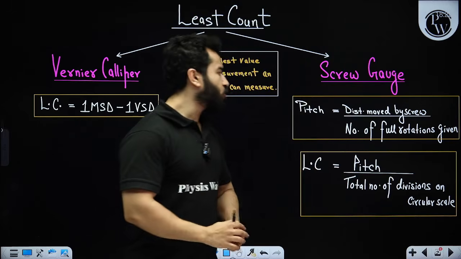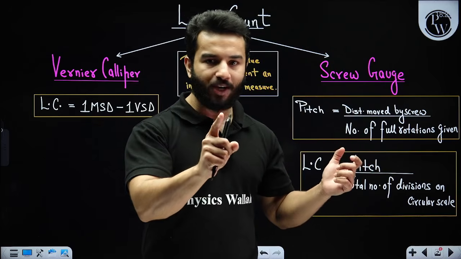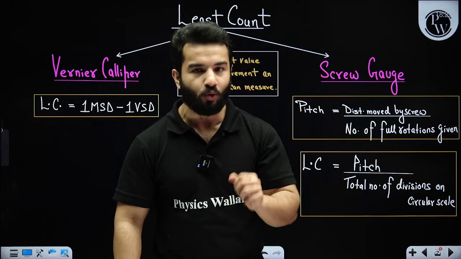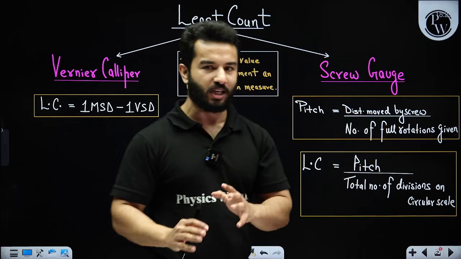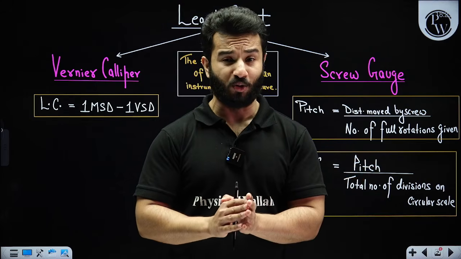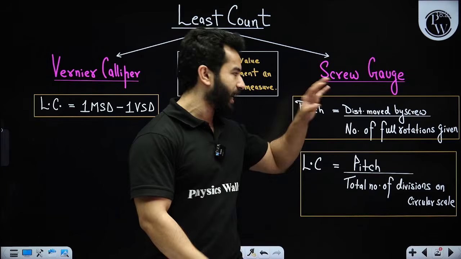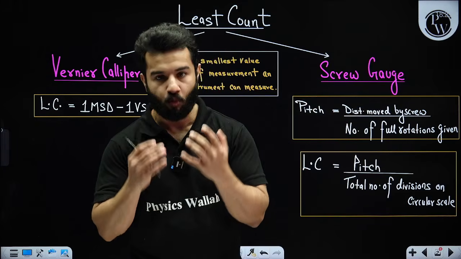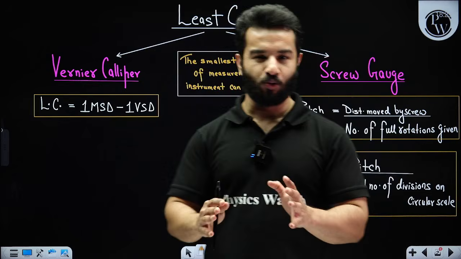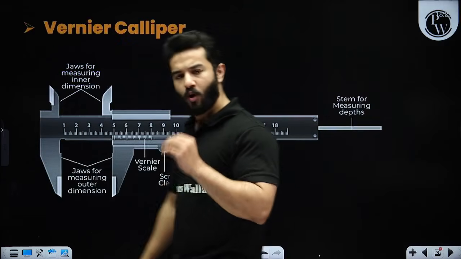For a screw gauge, first learn the formula for something that is called pitch, then we are going to talk about least count. For pitch, the formula is distance moved by the screw divided by number of full rotations given, and for least count the formula is pitch divided by total number of divisions on the circular scale. Now of course I'll show you the diagram for both Vernier caliper and screw gauge, then these formulas will make more sense. But again, first of all, try to remember these formulas as soon as possible. Right now, let's start this session with Vernier caliper.